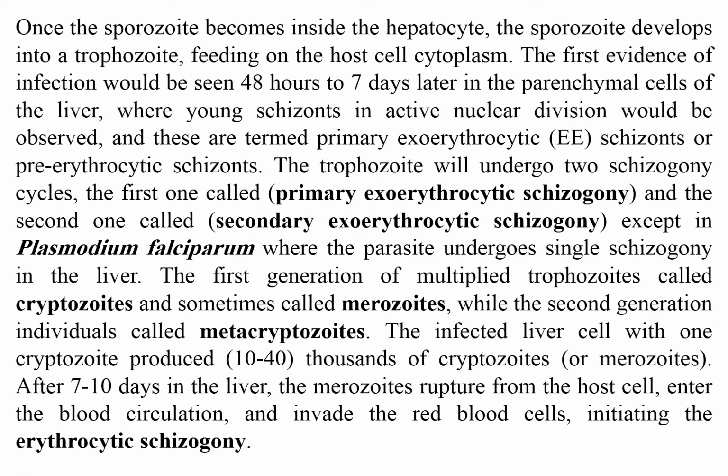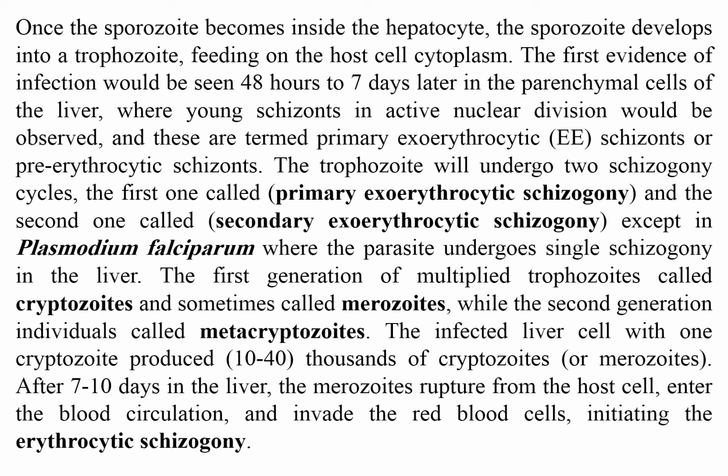Once the sporozoite gets inside the hepatocyte, the liver cell, it develops into a trophozoite feeding on the host cell cytoplasm. The first evidence of infection would be seen 48 hours to 7 days later in the parenchymal cells of the liver, where young schizonts in active nuclear division would be observed, and these are termed primary exoerythrocytic schizonts. They are called EE, or pre-erythrocytic schizonts.